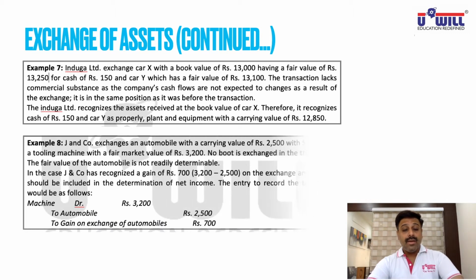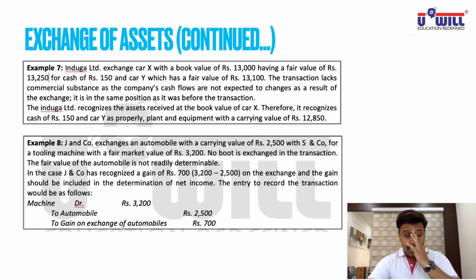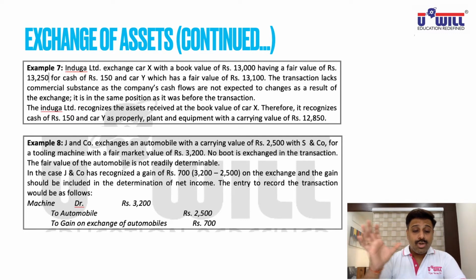Okay. Example 8. J&N Company exchanges an automobile with a carrying value of 2,500 with SN Company. You are giving your automobile, means again a car or vehicle, whose carrying value, book value in the books is 2,500, for a tooling machine. Maybe that car you were using to pull the assets from one place to another. Against that you buy a tooling machine only, you don't want a car. A tooling machine with a fair market value of 3,200.